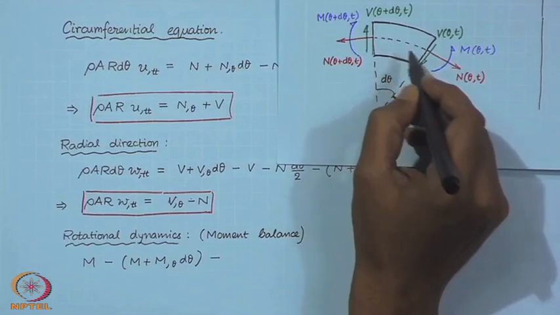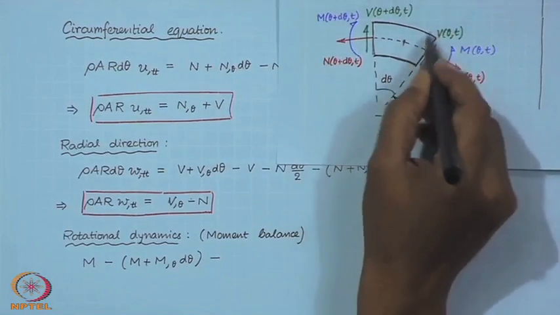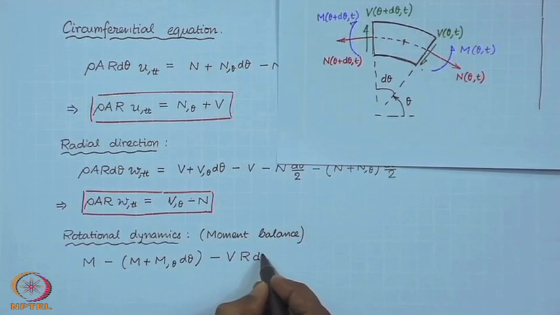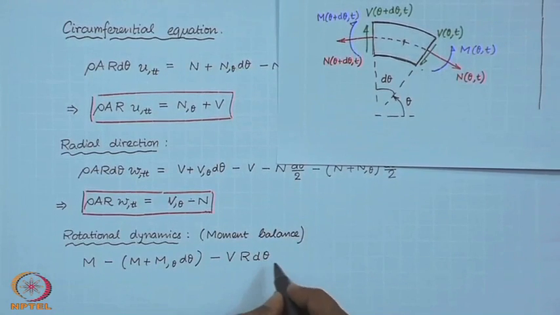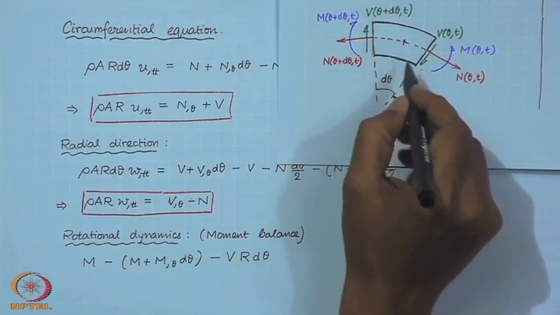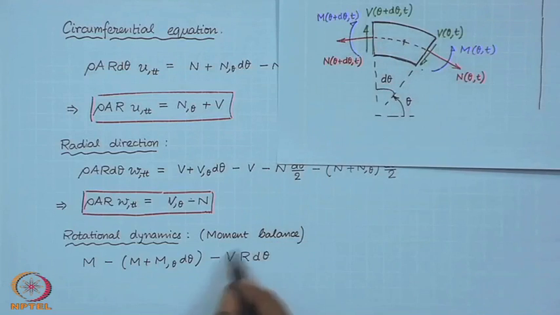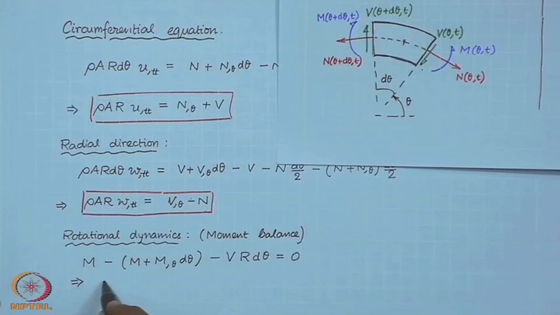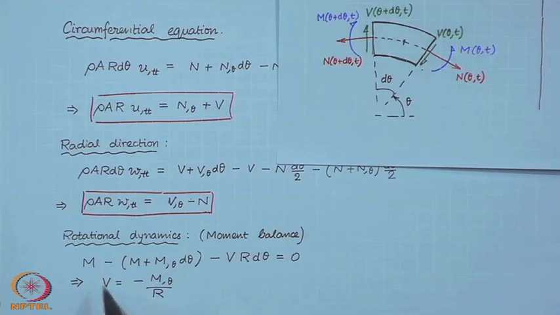and we have two contributions from these shear forces about the center of mass. So, that can be combined and written as... So, this is r d theta over 2 and this is also r d theta over 2 and they produce moment in the same direction. So, it is V times r d theta. So, that must be equal to 0. So, that implies... So, that is what we obtain from moment balance.